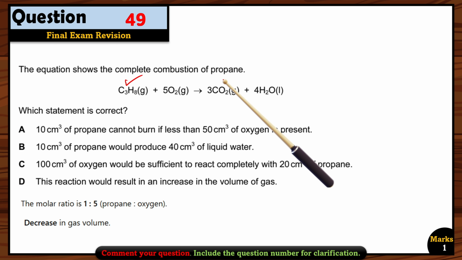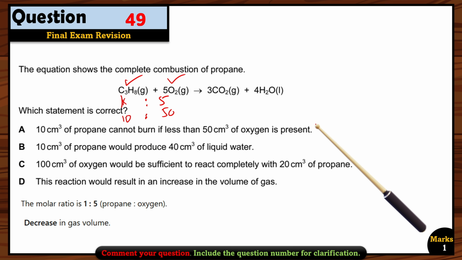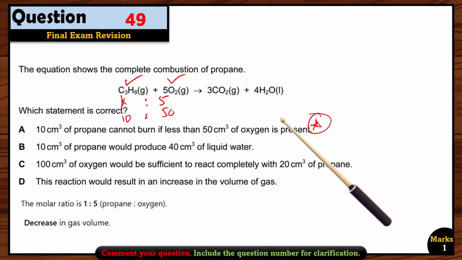And what we have to find is oxygen, right? So they are comparing two reactants. So 10 centimeter cube, okay, 1 mole needs how many? 5 moles of the oxygen, right? So 10 centimeter cube of propane cannot burn if less than 50 centimeter cube of oxygen is present. Of course, if this becomes 10, then this should be 50, right? So this statement has a point.